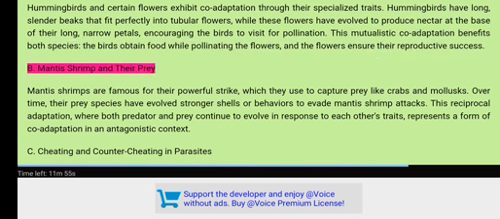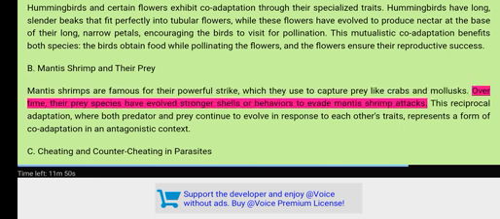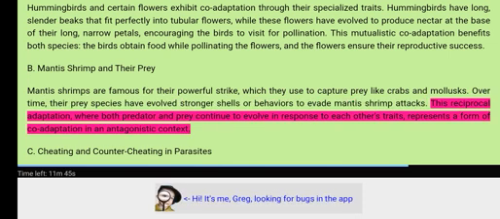B. Mantis shrimp and their prey. Mantis shrimps are famous for their powerful strike, which they use to capture prey like crabs and mollusks. Over time, their prey species have evolved stronger shells or behaviors to evade mantis shrimp attacks. This reciprocal adaptation, where both predator and prey continue to evolve in response to each other's traits, represents a form of co-adaptation in an antagonistic context.